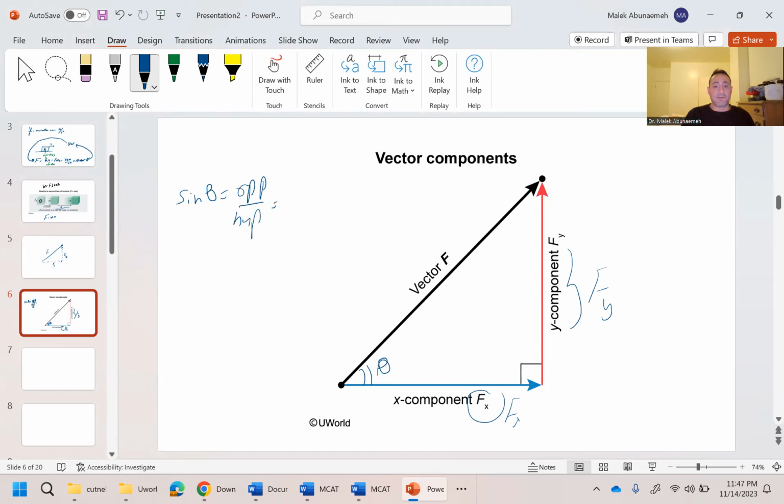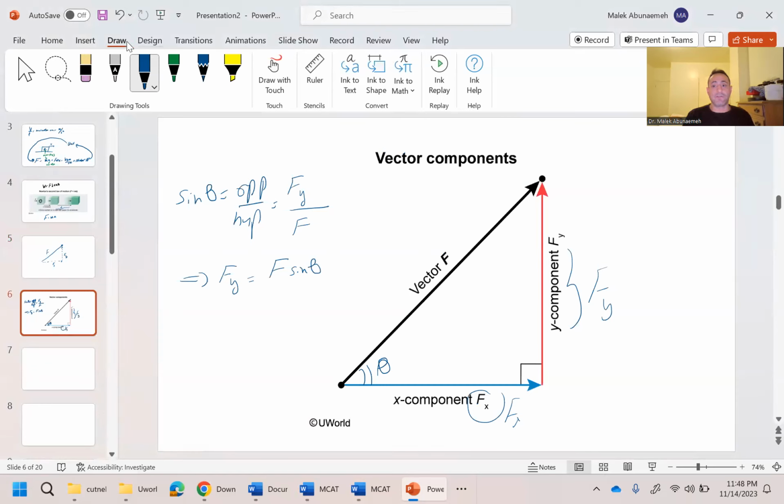Which is going to equal, in this case, your F of y component divided by your hypotenuse, which is your main vector F. So in this case, solving for F of y, you're going to have your main vector F, your hypotenuse, times sine theta.